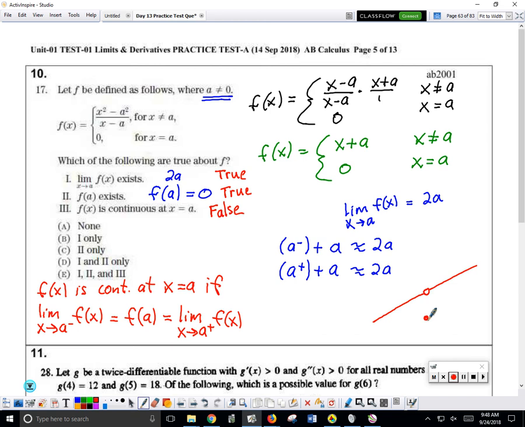Does that make sense? Yeah, because that's what I was confused about. I was like, how is it not continuous even though there is a 0? But it's because it's not on the line. Okay. You're good. 2 points.